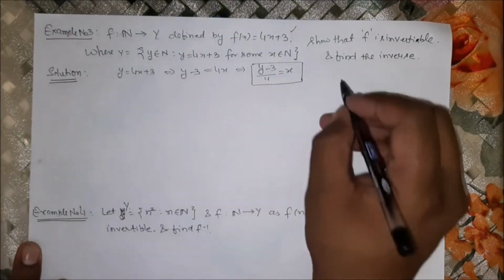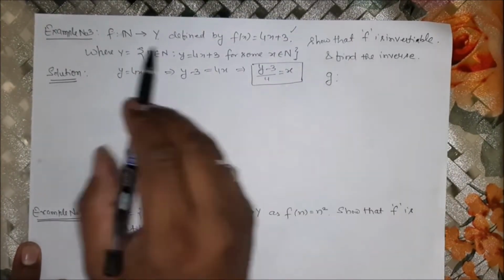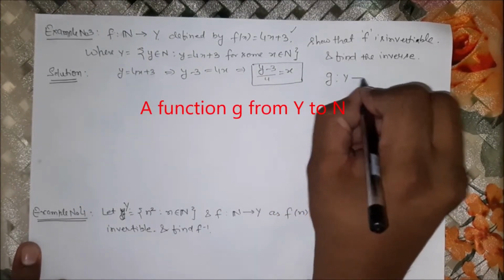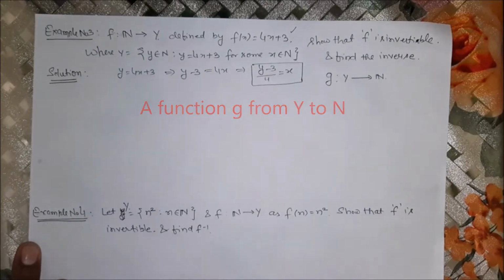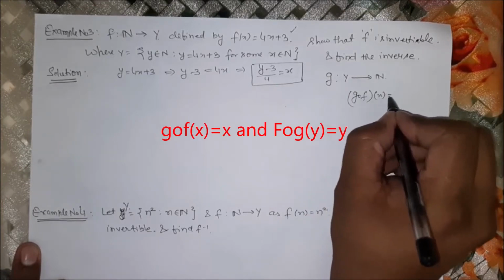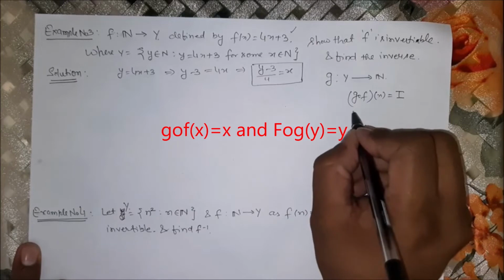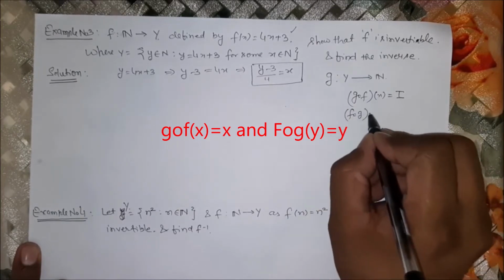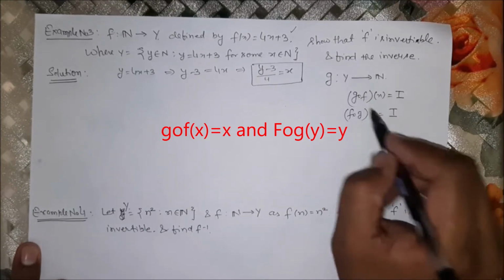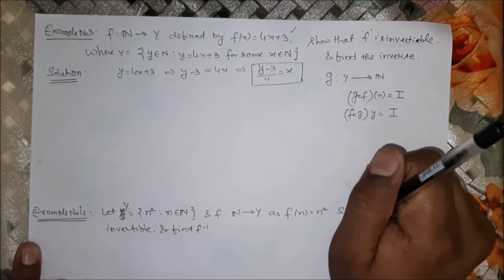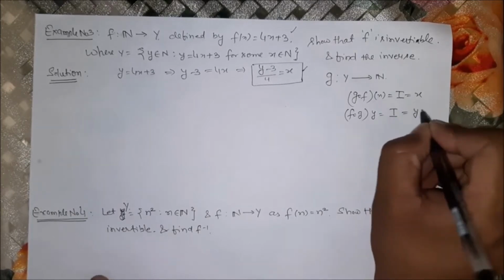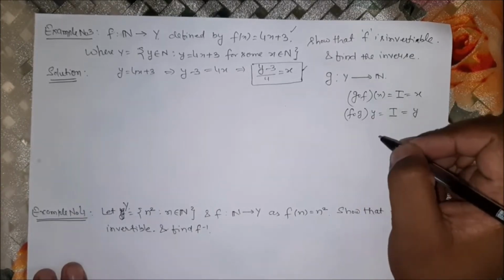Here what we have to do, we will find a function g, because f is defined from natural number to Y. We need to define a function g from Y to natural number, and if we get gof of x is equal to identity element and fog of y again equal to identity element, then we can say they both are inverse of each other. Okay, means here this gof should be equal to x and fog should be equal to y, then you can say they are invertible of each other.